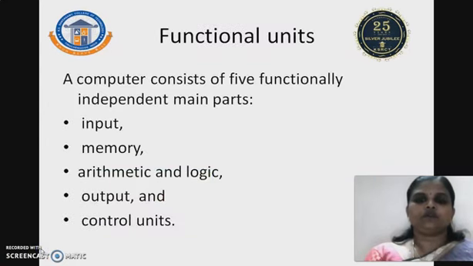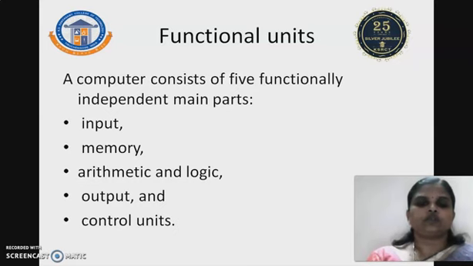So, what are all the functional units in a computer? A computer consists of input, memory, arithmetic and logic unit, and output and control units. The input unit is responsible for gathering the information from the user, and whatever data is gathered is loaded into some storage, that may be a permanent storage. So that is called a memory.